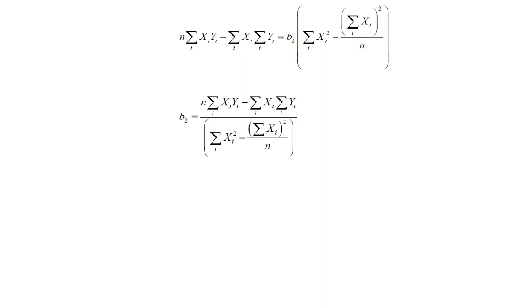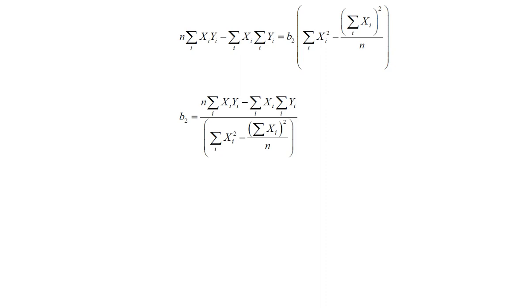So this is the formula of the intercept, b1 is equal to y bar minus b2 x bar, and this is the formula of the slope: n summation xi yi minus summation x summation y, over summation xi square minus summation xi whole square over n. So by using these two formulas we get the best fitted straight line of our data set.